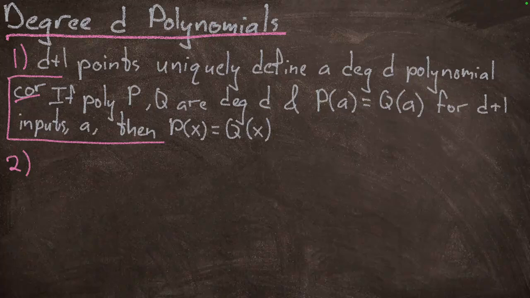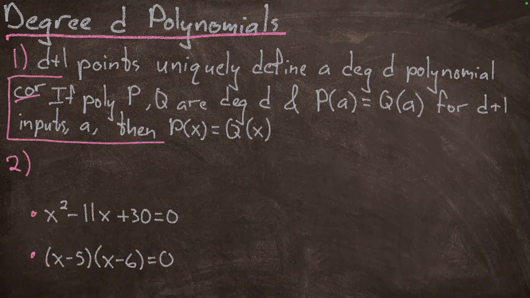Two polynomials can't disagree on that many points without agreeing everywhere, or can't agree on too many points without agreeing everywhere.